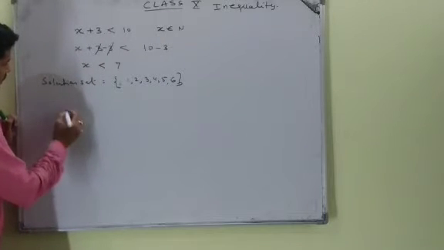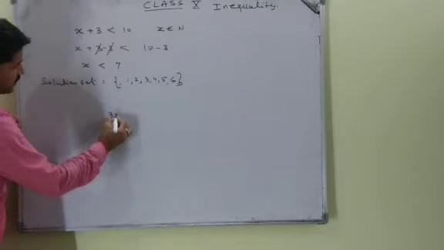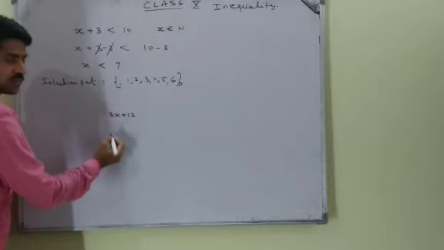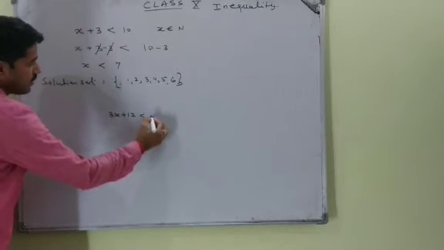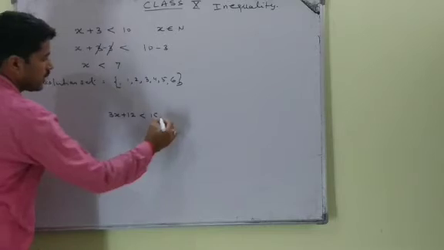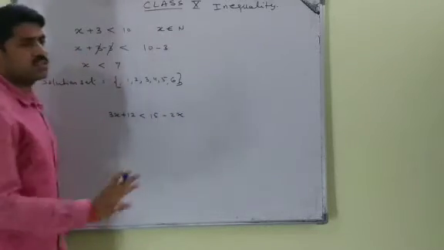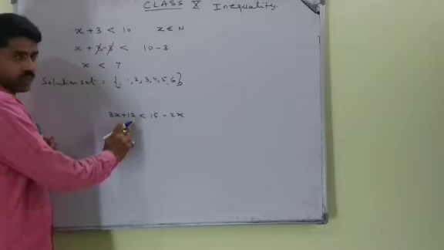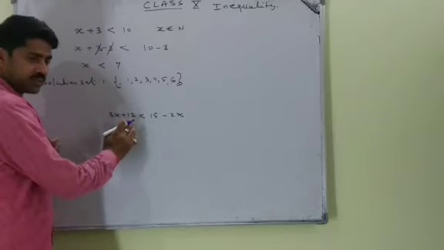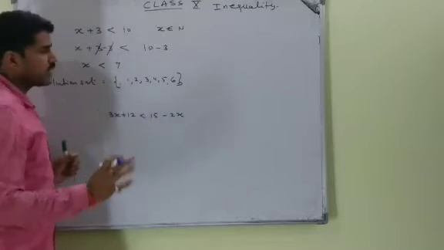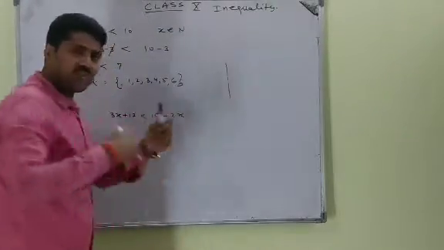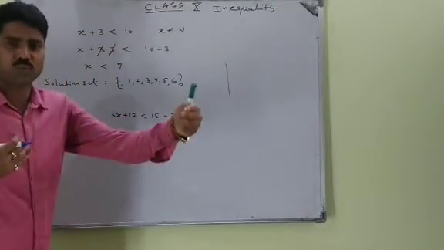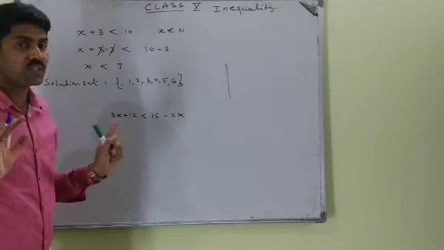Now, 3x + 12 < 15 - 2x. Very simple. First we have to remove the 12 from the left hand side. Or in a simple way, we are using the transposing rule, but we will not say this is wrong.